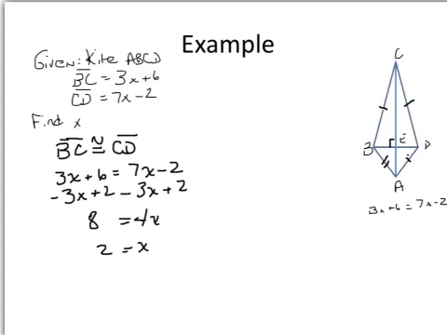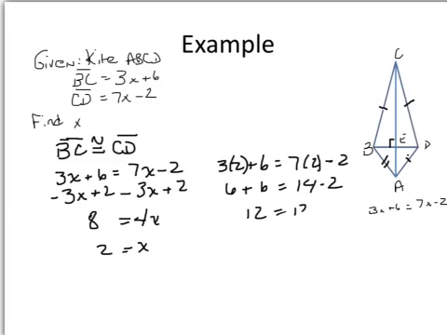So x is equal to 2, that's what we need to find, and we want to check that by making sure that x equals 2 really results in BC and CD being congruent. So 3 times 2 plus 6 should equal 7 times 2 minus 2. So 6 plus 6 should equal 14 minus 2, and 12 does equal 12, so x equals 2.